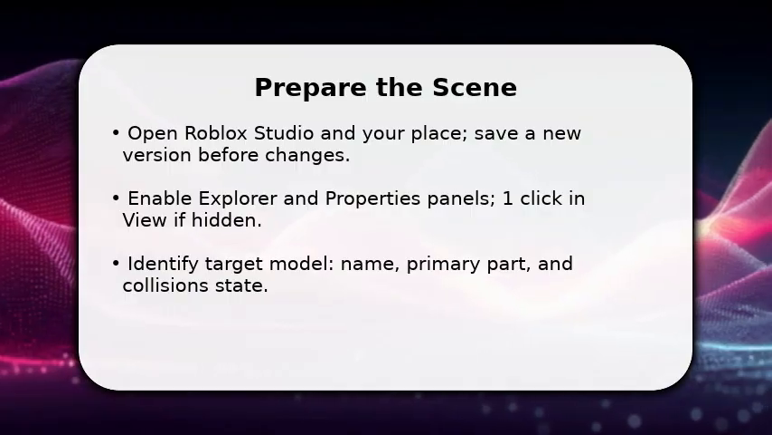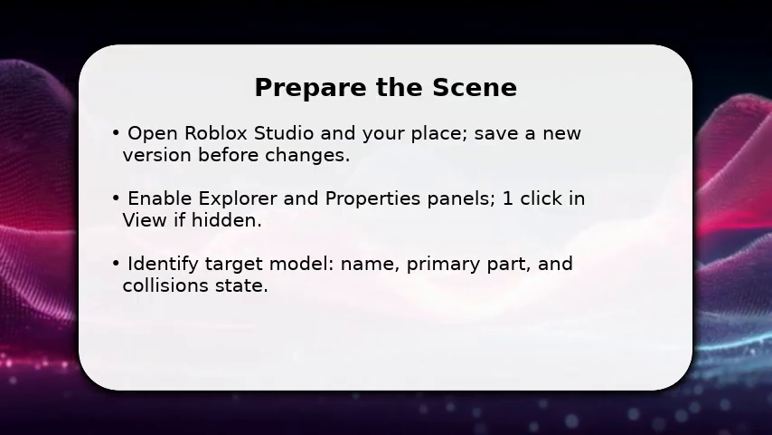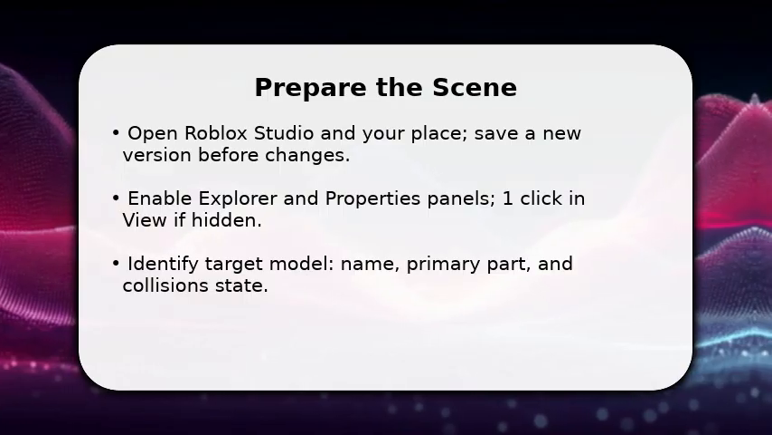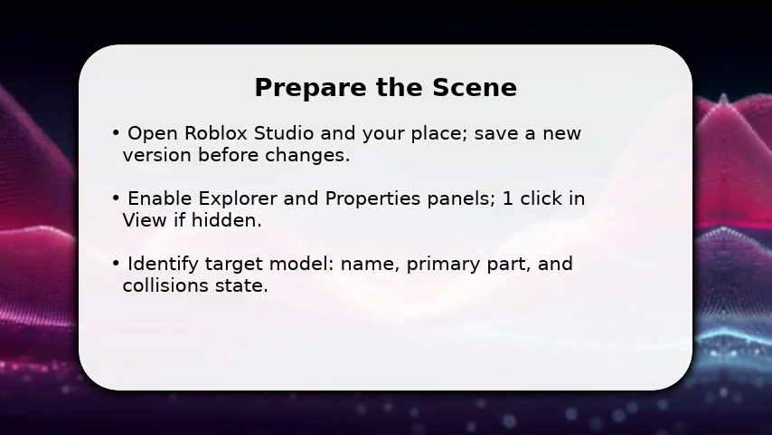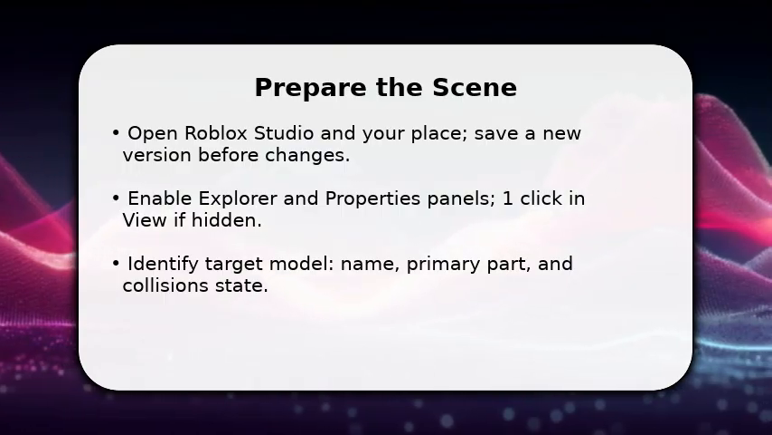You start by preparing the scene so you can make repeatable takedowns. Open Roblox Studio, load the place, and save a new version so you can revert if needed. Once done, enable Explorer and Properties from View so you can inspect objects.